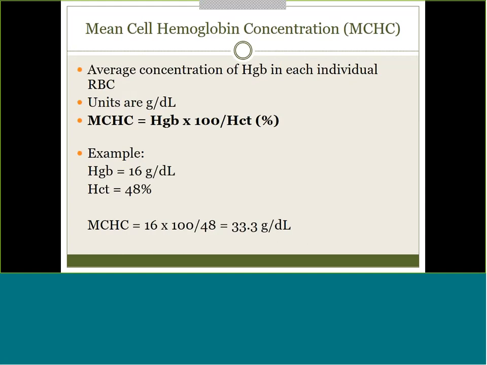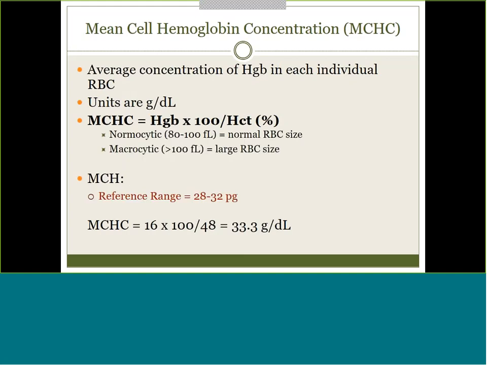And then your MCHC, this is looking for the hemoglobin concentration average in each red cell. So the units here are going to be grams per deciliter. You can also sometimes see the units as a percentage either way, but I always like to use the grams per deciliter units of measure. So the calculation is going to be hemoglobin times 100 divided by your hematocrit. So if, again, your hemoglobin is 16 and your hematocrit is 48, you go 16 times 100, divide by 48, and that will get you your MCHC.